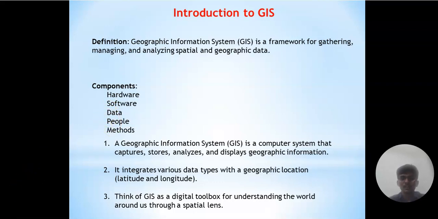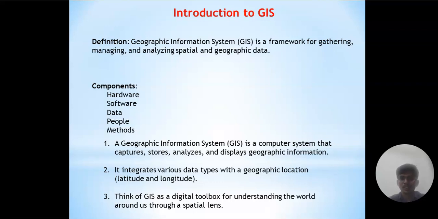In the hardware, computers that are needed to run the GIS software. So hardware is necessary. Then the software, the specialized programs for data input, manipulation, analysis, and visualization. For example, including ArcGIS, QGIS, ERDAS Imagine.